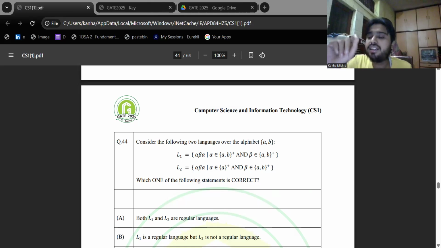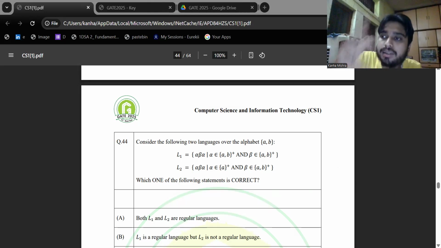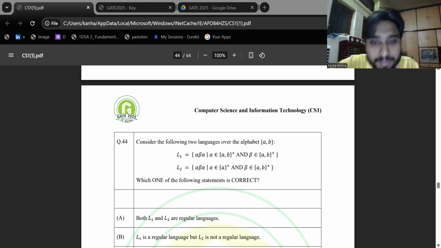So the key difference is that in L1 the prefix must exactly be the same arbitrary string, but in language 2 the prefix and suffix are just non-empty A's, because alpha belongs only to A's. It does not have a dependency on other characters, so it can be matched with a regular expression.